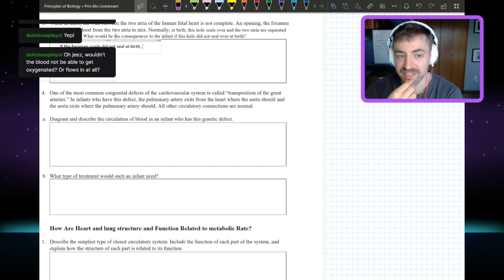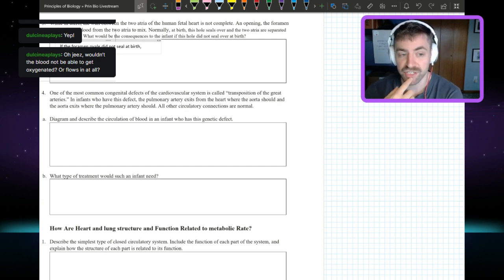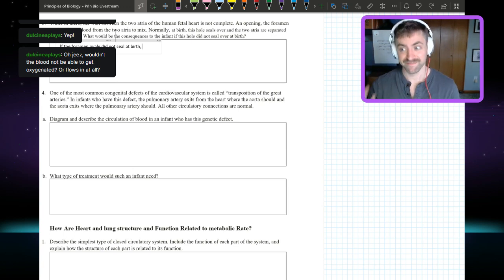Yeah, if the foramen ovale did not seal at birth, oxygenated blood from the lungs in the left atrium would mix with deoxygenated blood from the right atrium from the rest of the body. And this condition is called blue baby syndrome because your baby turns blue. The blood going to the body carries less oxygen than normal, and as a result, the baby turns blue during times of higher metabolic activity, which require greater amounts of oxygen input per unit time.